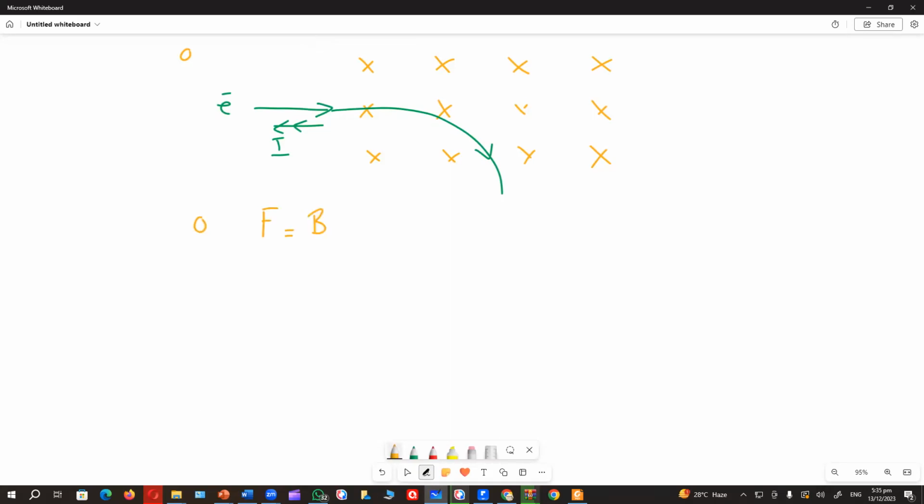Now, there are two important formulas of this force. F is equal to BIL sine theta, where theta is normally 90 degrees. Then F is equal to QVB sine theta. So these are the two important formulas. The two formulas can also be used to define B, the magnetic field strength. The unit of B, which should always be remembered, is Tesla.